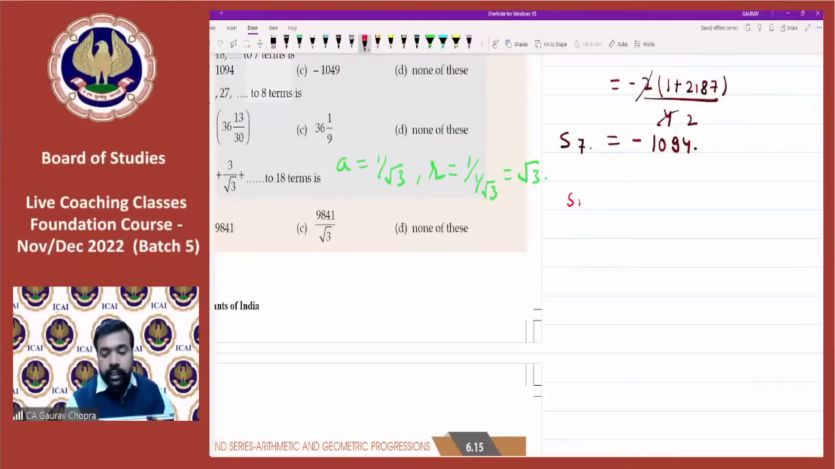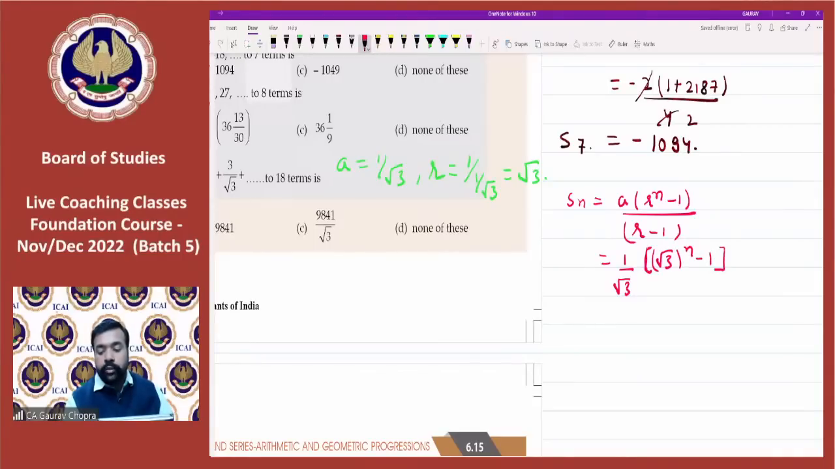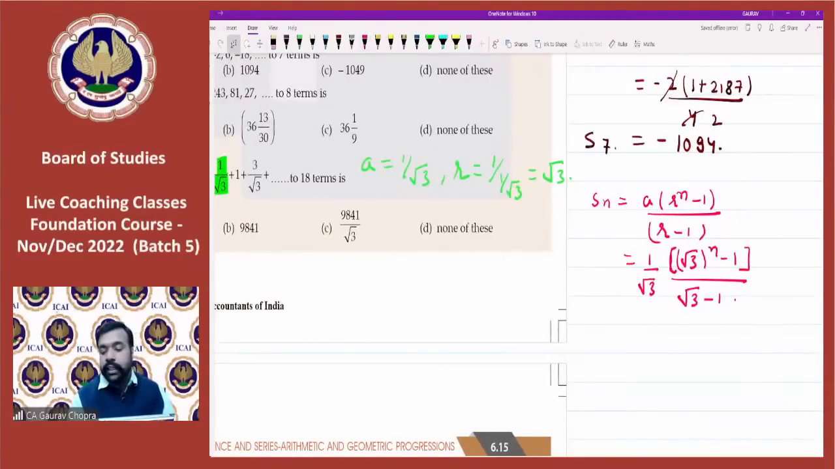So Sn is equal to A r to the power of n minus 1 upon r minus 1. So what is the first term? It is 1 by root 3. R is root 3 to the power of n minus 1 upon r minus 1, so root 3 minus 1. Now, in place of n, what we have to write? 18. So here we can write root 3 to the power of 18.